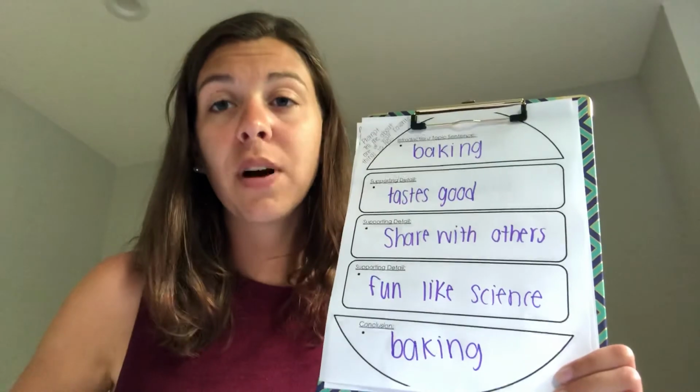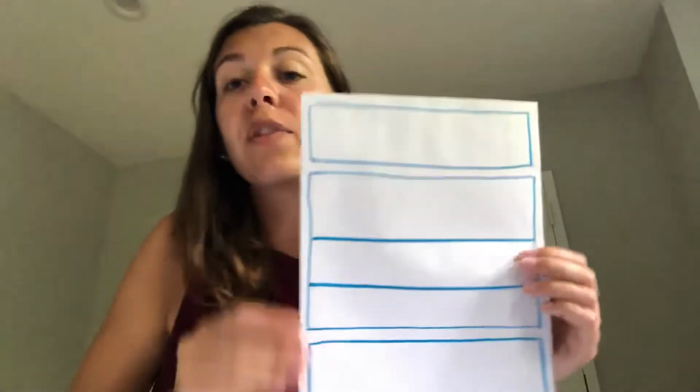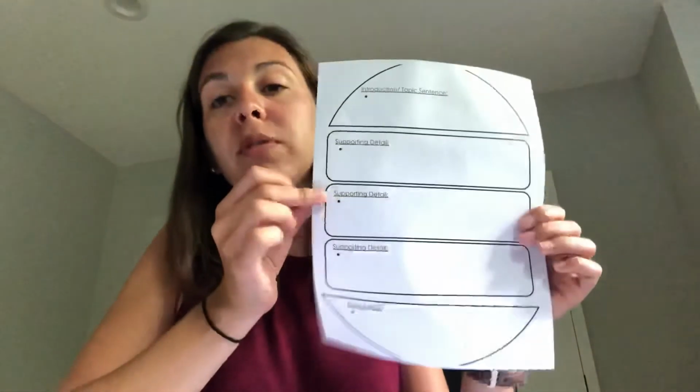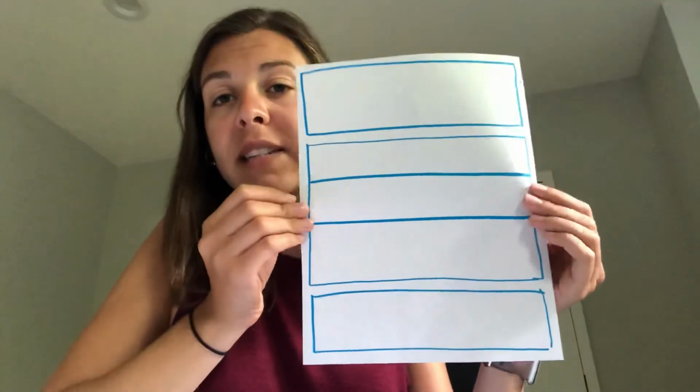What I'd like for you all to do is I'd like for you to make your own hamburger paragraph. You can either print out a copy of mine that I have posted on Bubble Up, or you can go ahead and just make five rectangles, and you can add some ideas to your writing, okay?